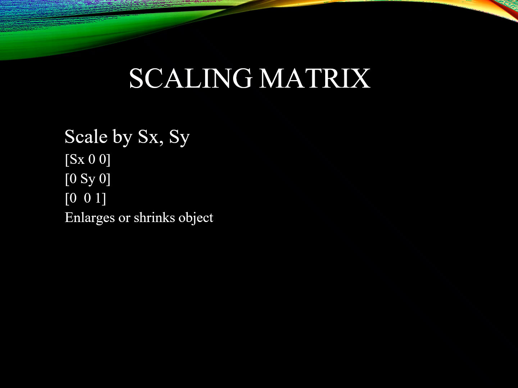If these values are greater than 1, the object becomes larger. If they are between 0 and 1, the object becomes smaller. If both values are equal, uniform scaling occurs. And if they are different, the object stretches differently along each axis. So this is about the scaling matrix.